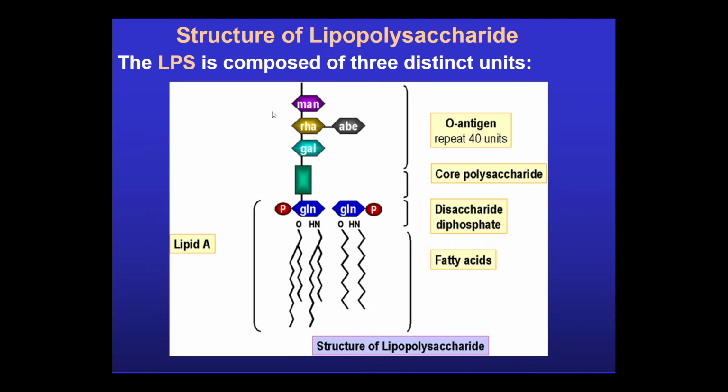Here you can see very well the three regions of the lipopolysaccharide. Fatty acids together with lipid A, then the core polysaccharide and the somatic antigen. These are repeated for up to 40 subunits of mannose, arabinose, galactose, rhamnose, and other sugar residues.